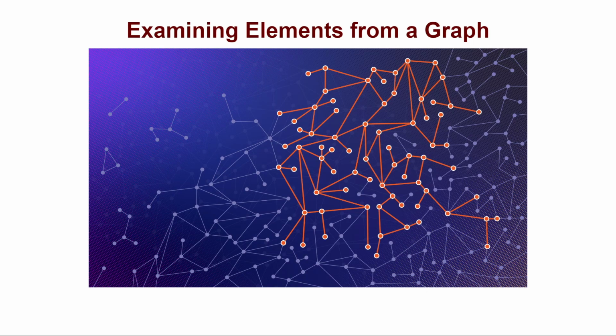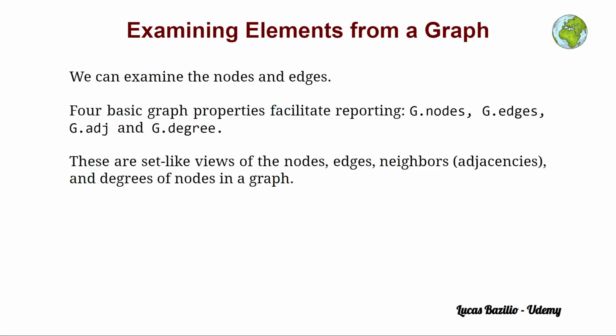In this lesson, we will work on examining elements from a graph. We can examine the nodes and edges from a graph in NetworkX. We have four basic graph properties that facilitate this reporting: the nodes, edges, adjacencies, and degree. These are set-like views of the nodes, edges, the neighbors, which are here the adjacencies of this graph, and finally the degrees of the nodes in a graph.